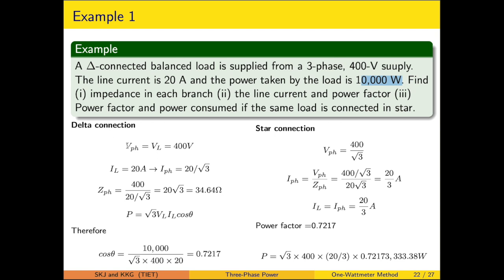For the delta connection, the phase voltage is equal to the line voltage, so that is 400 volts. The line current is 20 ampere, so the phase current will be 1 upon root 3 of the line current. That gives the phase impedance, which is V phase upon I phase. So it is simply 20 root 3 ohms.